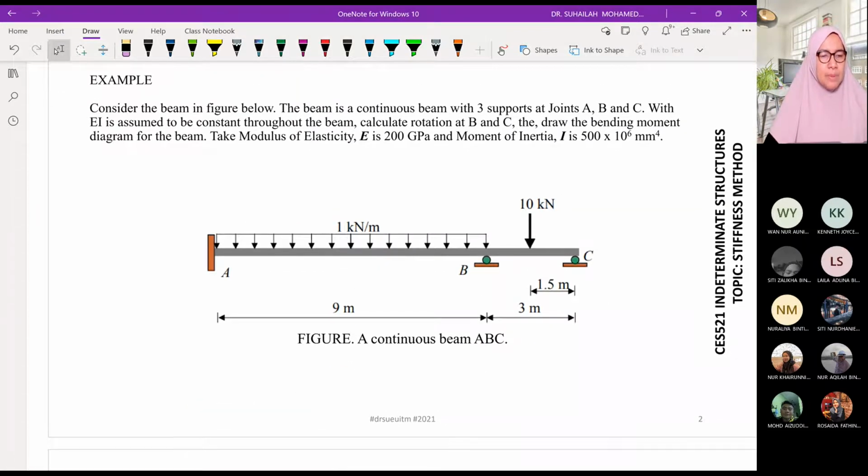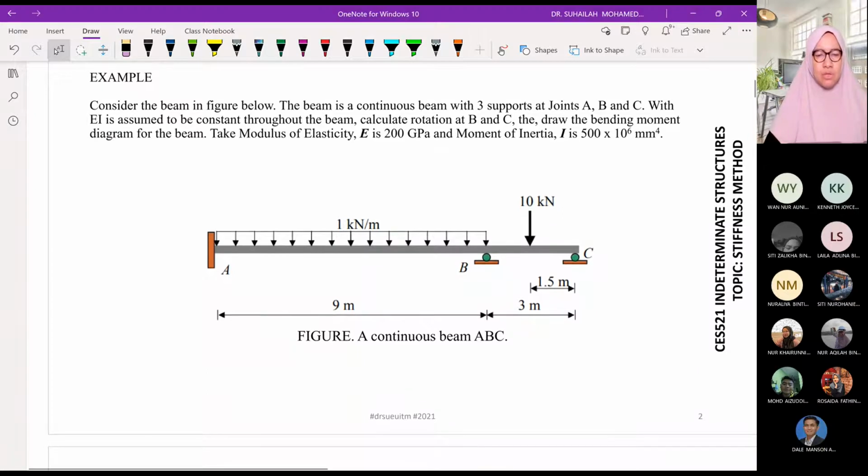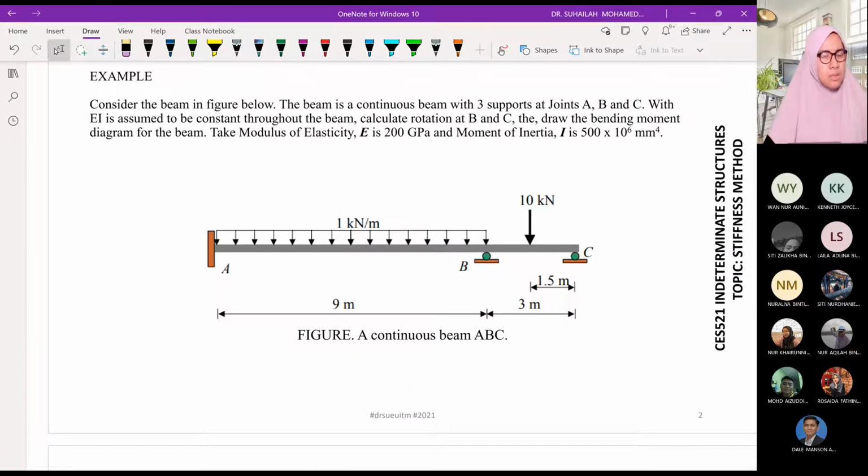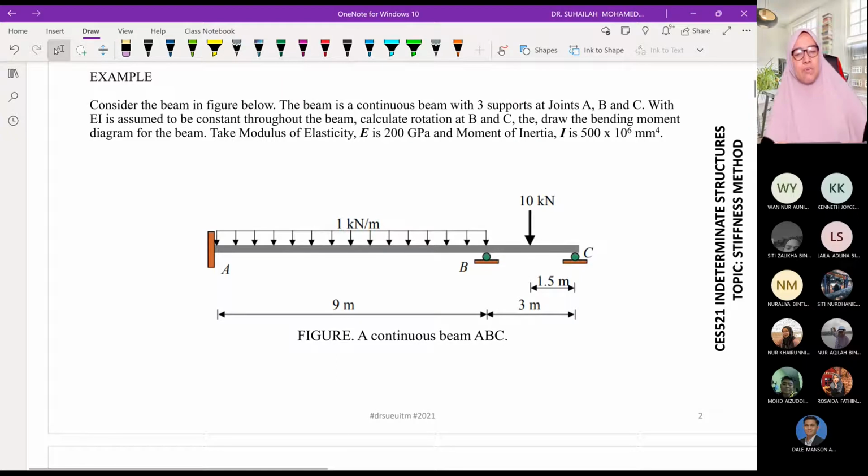Consider the beam in the figure below. The beam is a continuous beam with 3 supports, joints A, B, and C. EI is constant. Calculate the rotation at B and C.